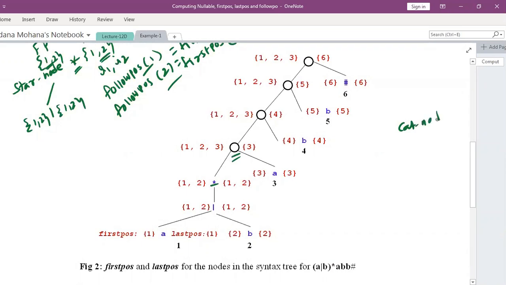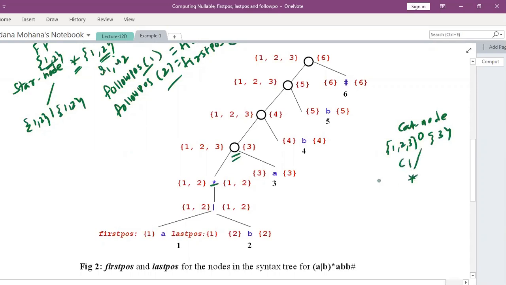Now for the cat node, here first position is 1, 2, 3, last position is 3. Then C1, child 1, is star, which has 1 as first position and 1, 2 as last position. Then for C2, the value is A. First position is 3, last position is 3.